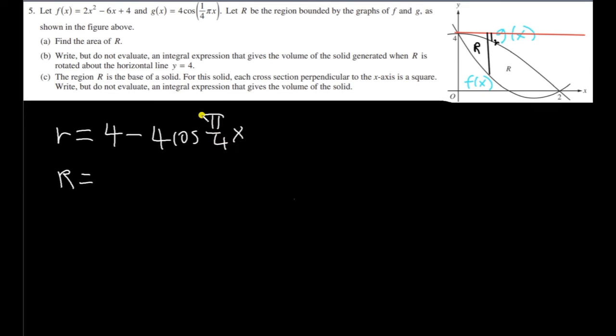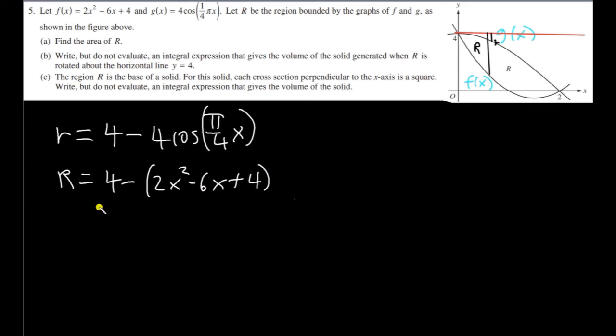Similarly, big R, this whole thing is 4 again, and I'm subtracting out this f of x section. Remember, this is the y value, this is the height, this distance, I'm subtracting that out, and R is what's left over. So it's 4 minus f of x. So 4 minus 2x squared minus 6x plus 4.